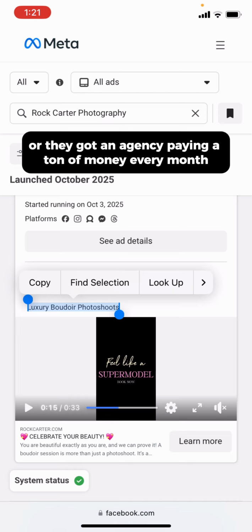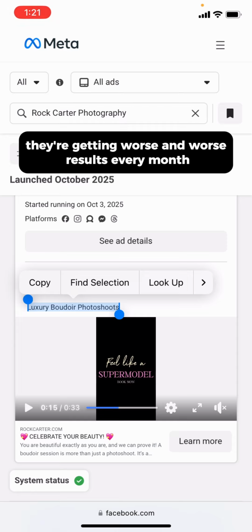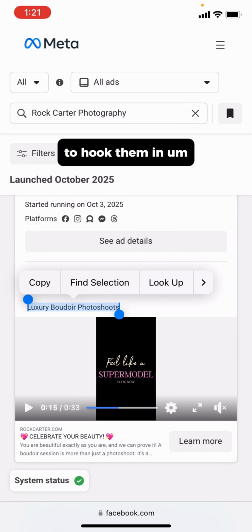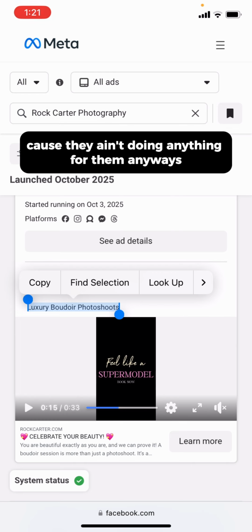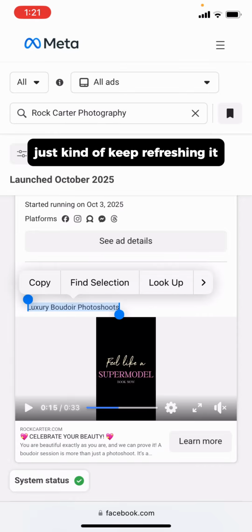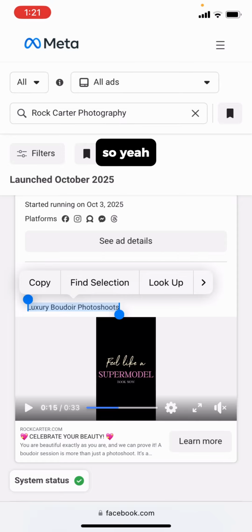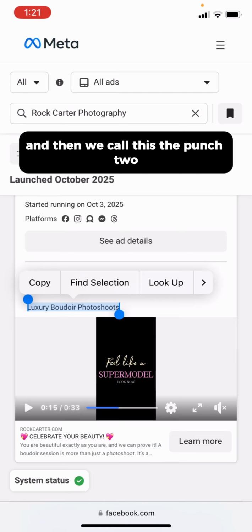Or they've got an agency paying a ton of money every month, stressed about that because they're getting worse and worse results every month. The ad agency probably gave them the best ads up front to hook them in, but they're like, why should I keep paying them? I could probably just keep the old ads running because they aren't doing anything for them anyway. And the new ads literally just keep refreshing it, and they're not doing any better for me, so why keep paying them? So yeah, that was a story/narrative, kind of writing the movie scene a little bit. We do like to provide some more details. And then we call this the punch 2.